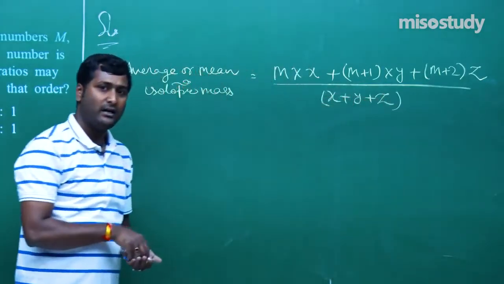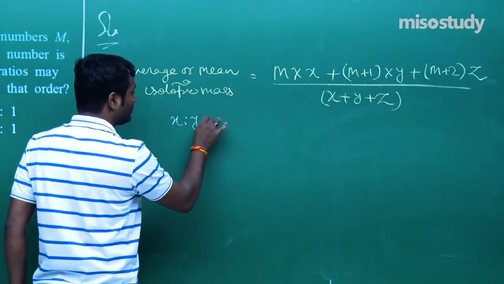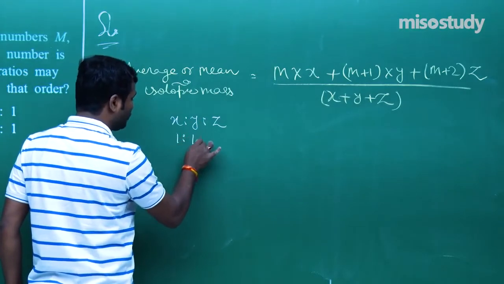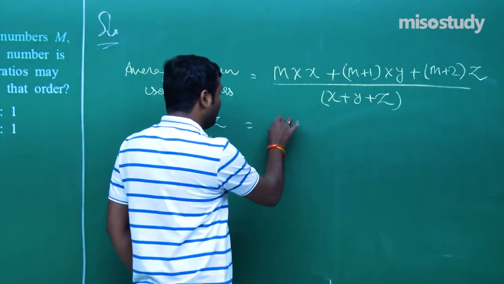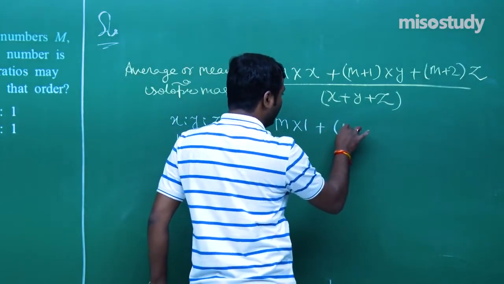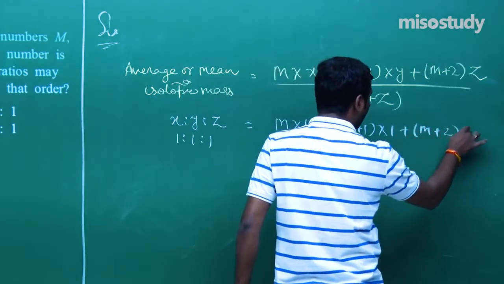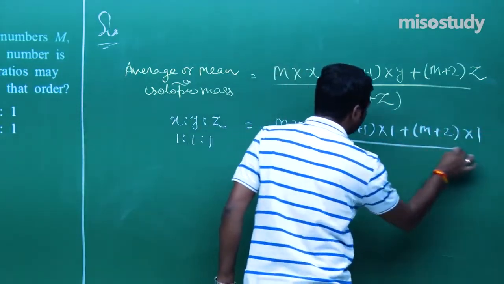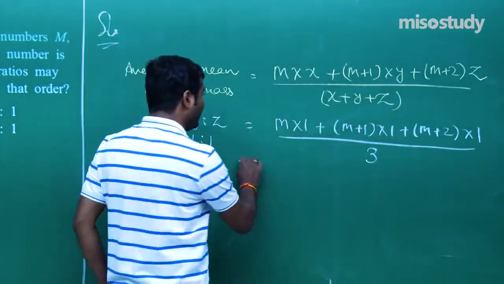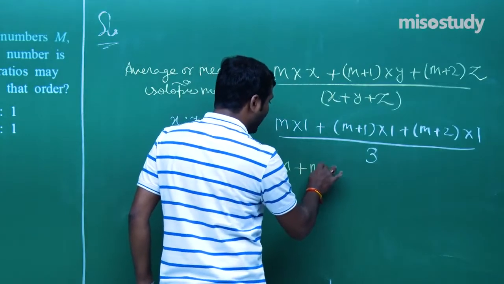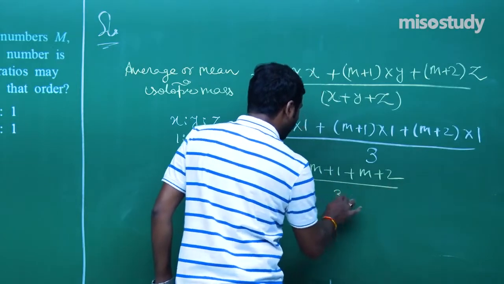Clear to you? Now if I put here the first option, that is x : y : z is equal to 1 : 1 : 1. Now check it out, what will happen in this case? That is m into 1, m plus 1 into 1 and m plus 2 into 1, and upon 1 plus 1 plus 1, that is 3. Am I right? Yes, sir, you are absolutely right. That is m plus m plus 1 plus m plus 2 divided by 3. Now what will happen?